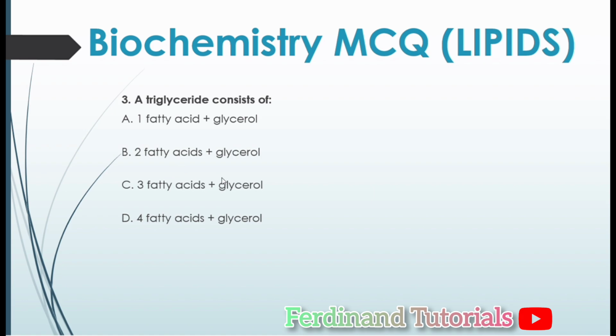Great. So number 3, a triglyceride consists of A. 1 fatty acid plus 1 glycerol, B. 2 fatty acids plus 1 glycerol, C. 3 fatty acids plus glycerol, D. 4 fatty acids plus glycerol. Now since you hear triglyceride, it simply means it's what? 3 fatty acids plus 1 glycerol. That's the correct answer.